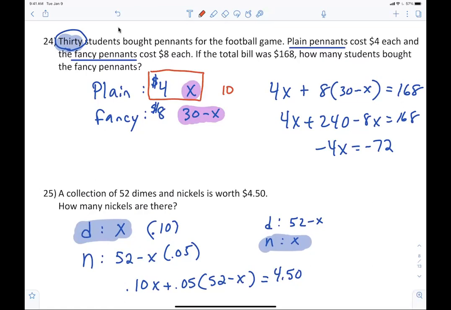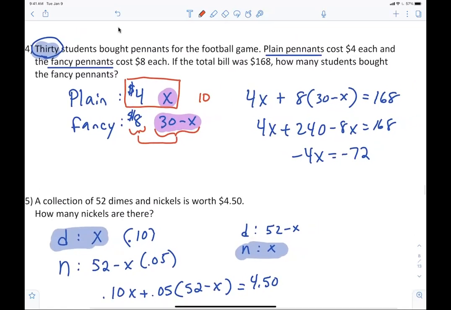And then this would be the cost. And then this would be the total that you bought. So you're multiplying 8 times 30 minus X. I was confused because I didn't put 30 minus X on plain or fancy. It doesn't matter which one. It makes no difference because they're asking how many fancy ones you bought, right? So if they're asking about the fancy ones, you're going to have to do this.